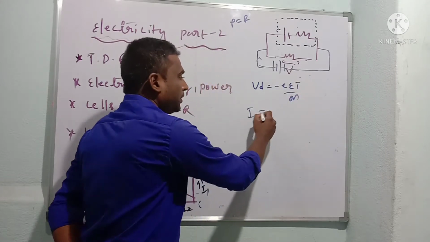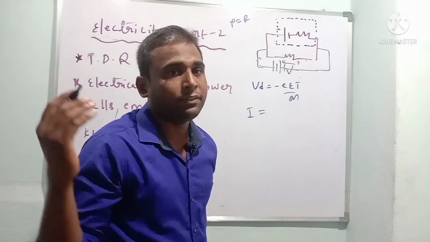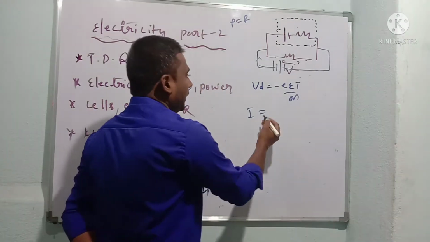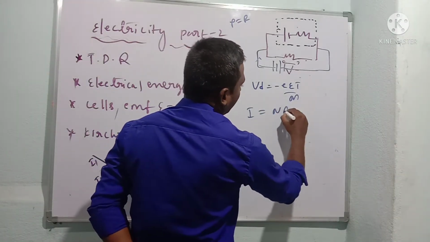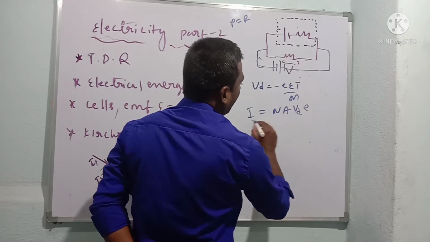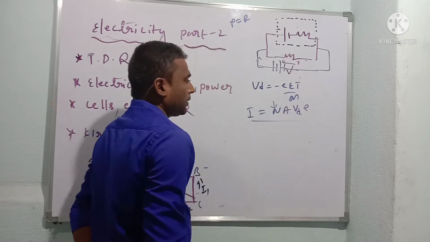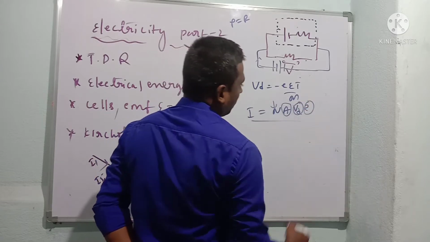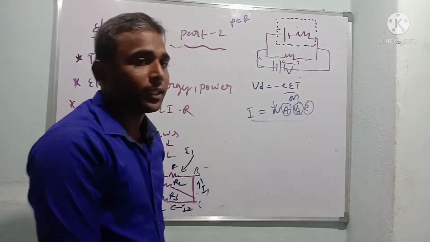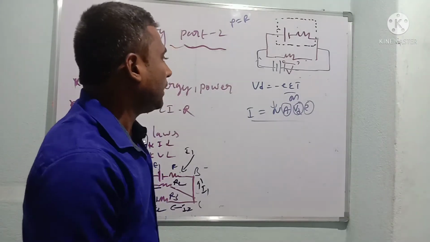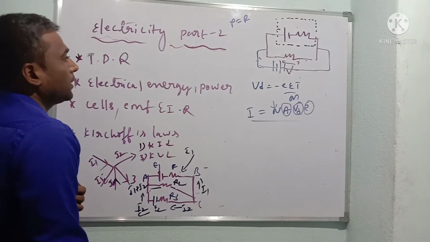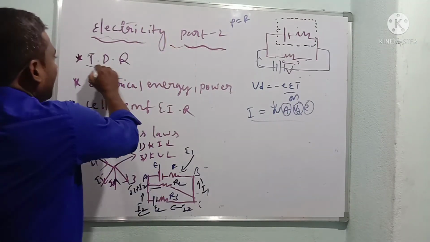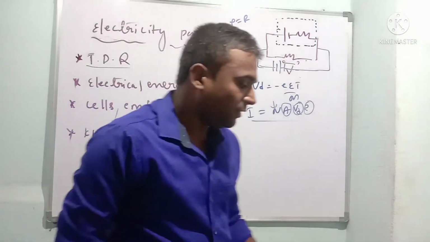Similarly, the expression for current in terms of drift velocity is I = nAev. So nAev means: n is the number of electrons, A is the area of the conductor, v is the drift velocity, and e is the electric charge. This will be used in the numericals. Please note it down.